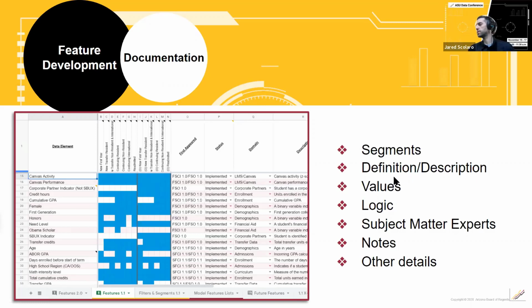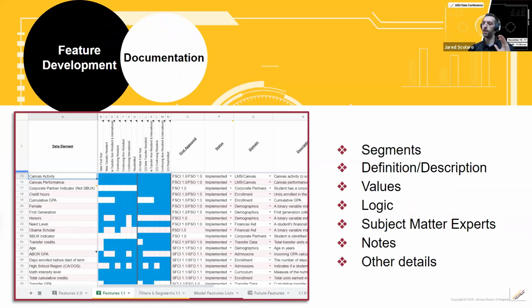We keep track of the definition or description. What values can it take? Is it binary or continuous or something else, categorical? What's the logic we use? What tables do we use in the warehouse? Who are subject matter experts that we could talk to and ask questions, specifically someone who's really familiar with the source tables? And then any notes or other details.